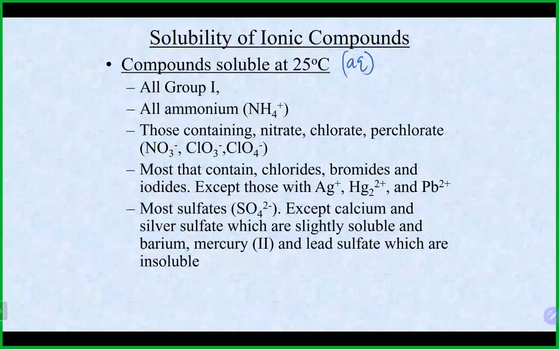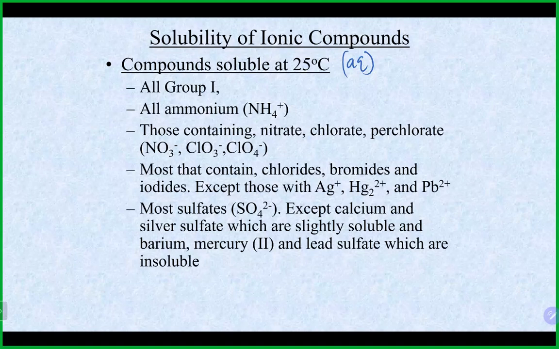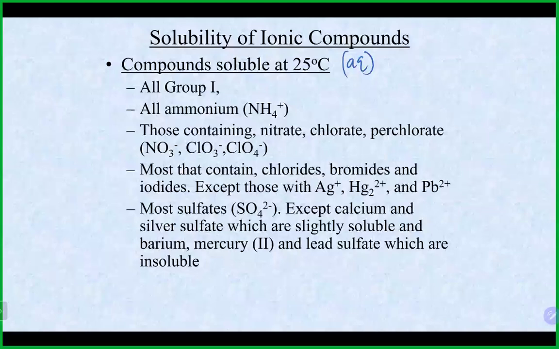So anything that has group 1 in it will be soluble. There are no exceptions. Anything with ammonium, or anything that contains nitrate, chlorate, or perchlorate, will be soluble no matter what the situation is. Now, there are certain things that are soluble but have some exceptions. For example, things with chloride, bromide, and iodide are normally soluble, which means they normally would get the aqueous symbol. But there are 3 exceptions: if any of those are hooked up with silver, lead, or mercury, then it goes from being soluble to being insoluble.